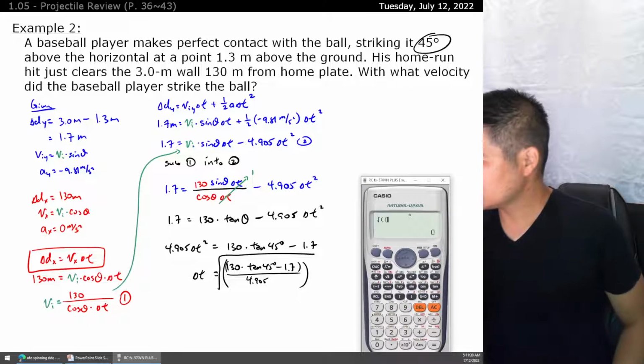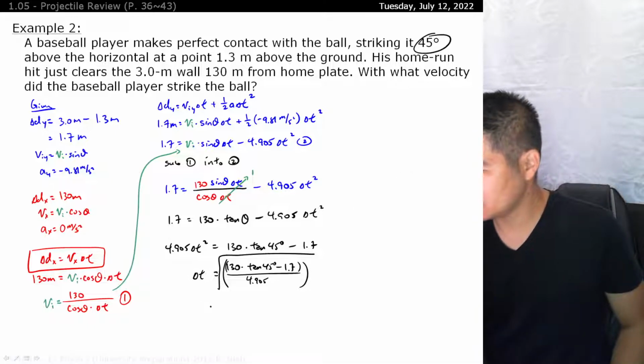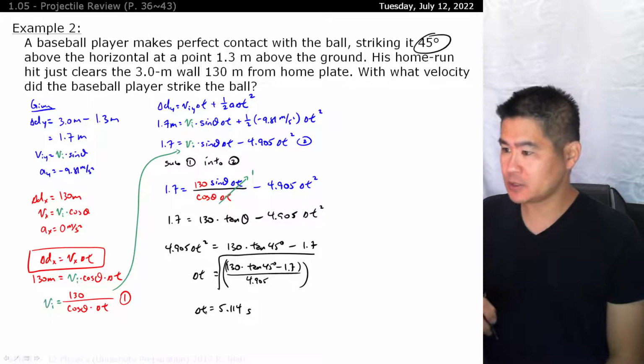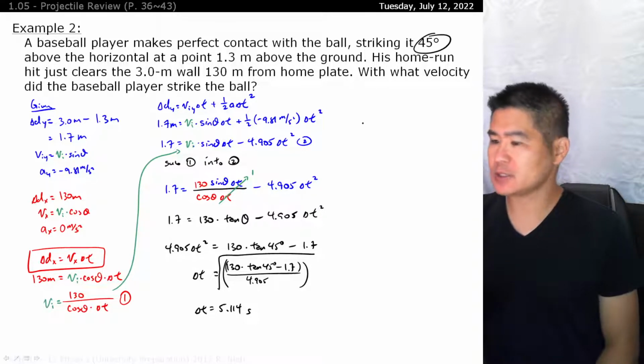Okay. Double open bracket, 130 times the tan of 45, which again I could have dropped. Subtract 1.7, close bracket, divided by 4.905, close bracket, is equal to 5.114. So it took 5 seconds for it to go up and down and clear the wall in the distance.